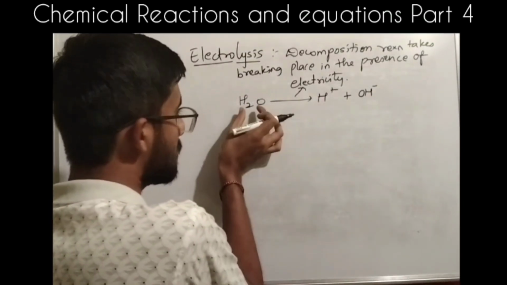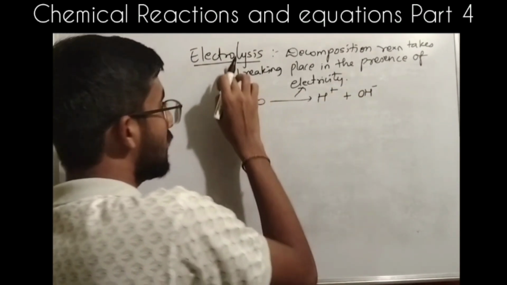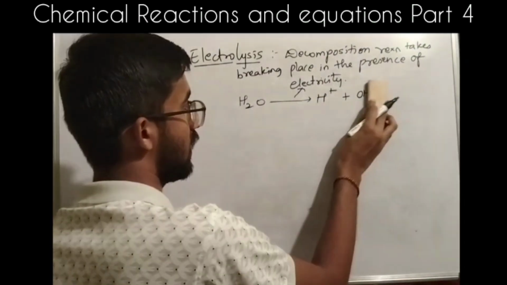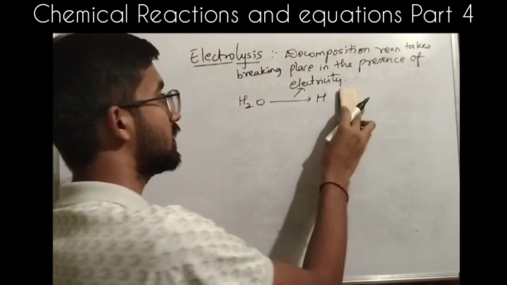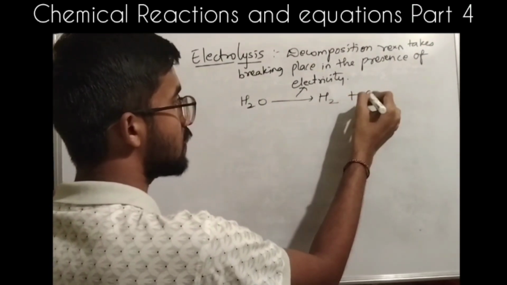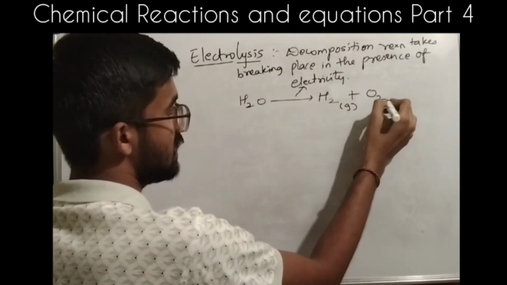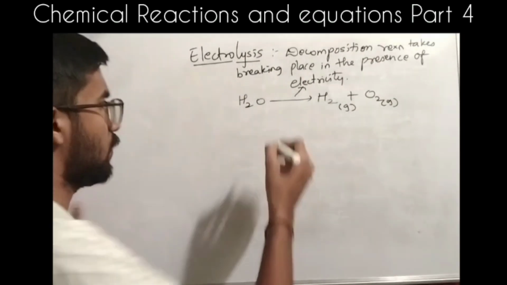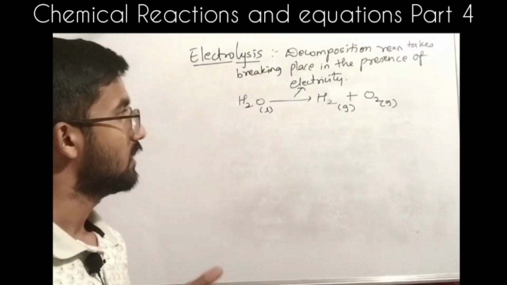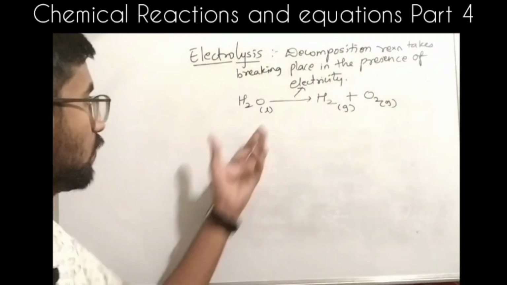These are the ions present in water. But when we do the electrolysis, the products are hydrogen gas and oxygen gas liberated. H plus and OH minus are the ions; H2 plus O2 are the gases. G means gas, and L means liquid. A decomposition reaction that takes place in the presence of electricity is called electrolysis, for example of water.